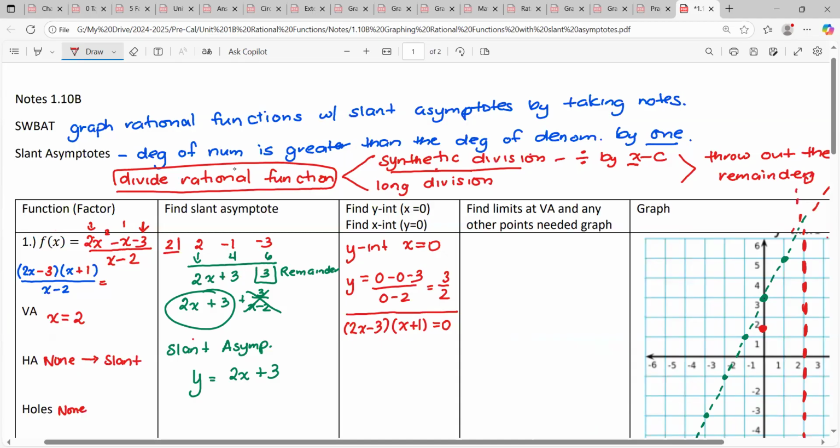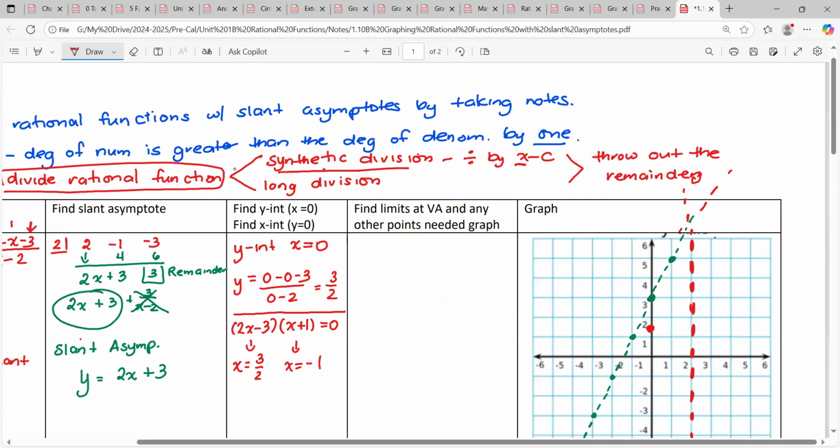Okay, so what do we have here? X equals 3 over 2, or x equals -1. So my x-intercept is at -1. And the other one is at 3 over 2, which is 1.5. So I can kind of see the shape in there, correct?